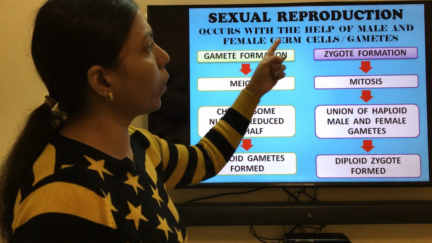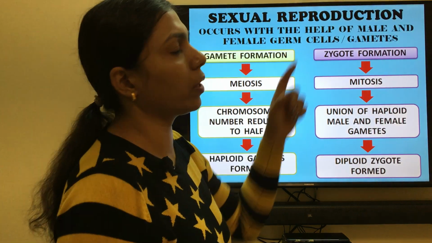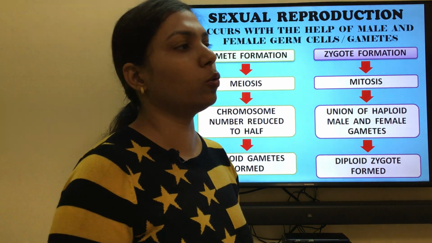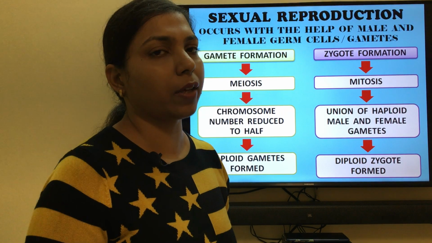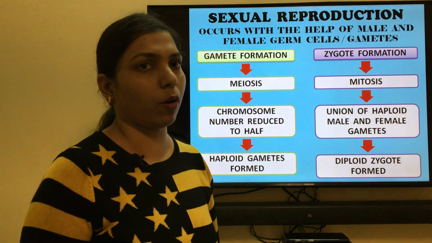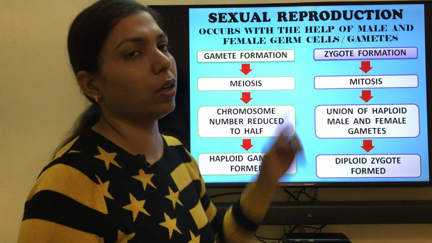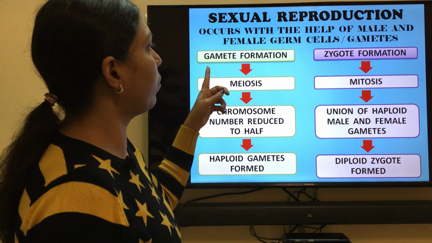It occurs with the help of female and male germ cells or gametes. When you have the union of female gametes and male gametes, the process in which a new organism or a new offspring is formed is called sexual reproduction. And this happens with the help of gametes.